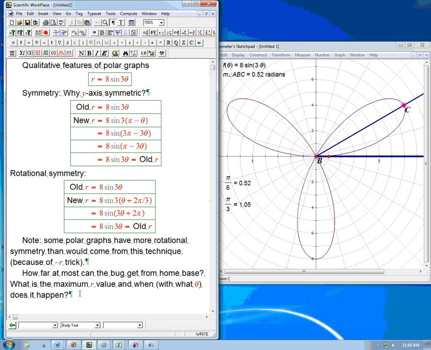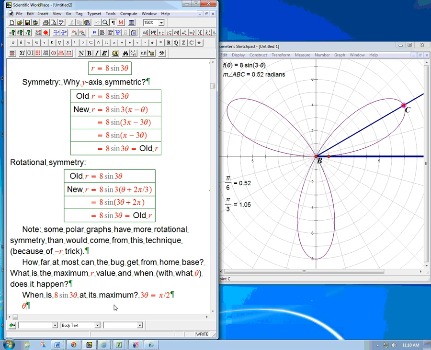Okay, well, let's see. When is that going to happen? When is 8 sine 3 theta at its maximum? Okay, well, let's see. How do I get a sine to be a maximum? It's going to be when the thing that's inside the sine is pi over 2. Because it's not theta that's going into sine 3 theta, it's 3 theta. But if I can engineer it so that that's pi over 2, I'm going to get it at its peak. And of course, that's going to lead to theta equals pi over 6.